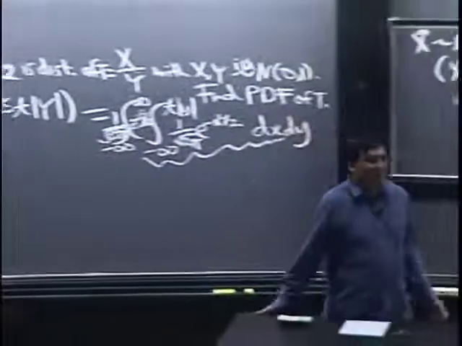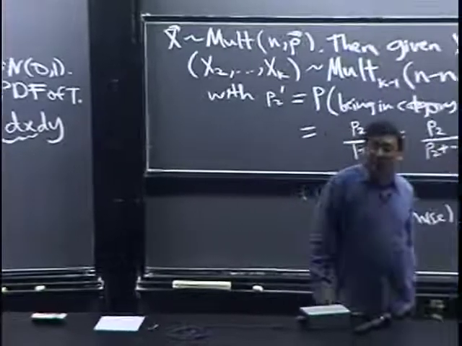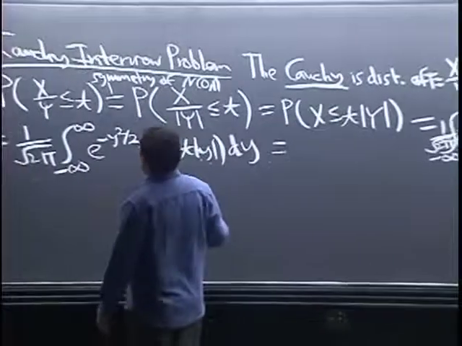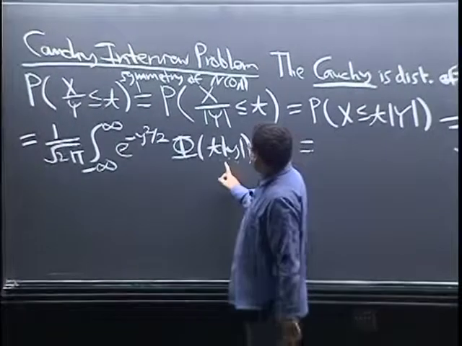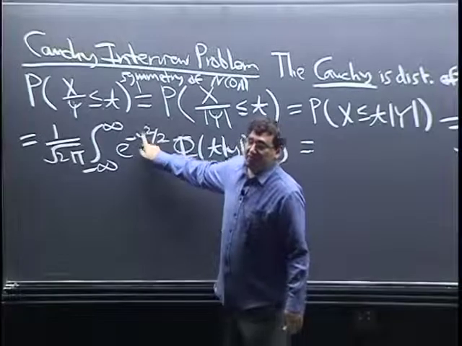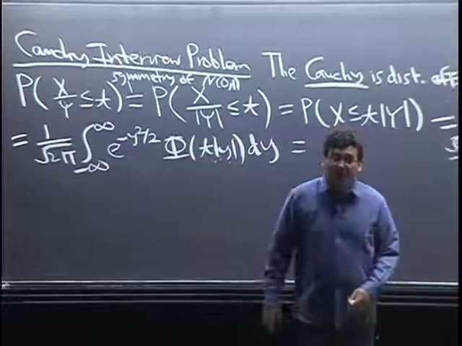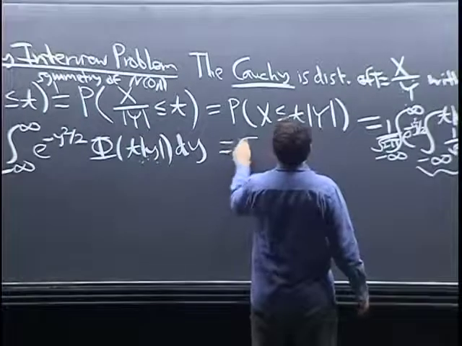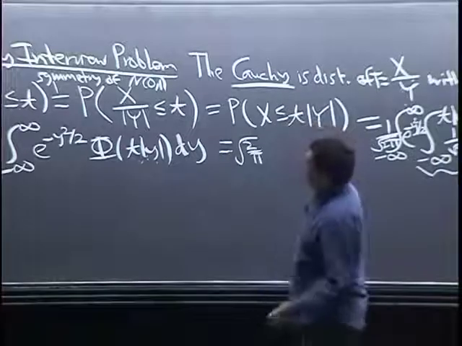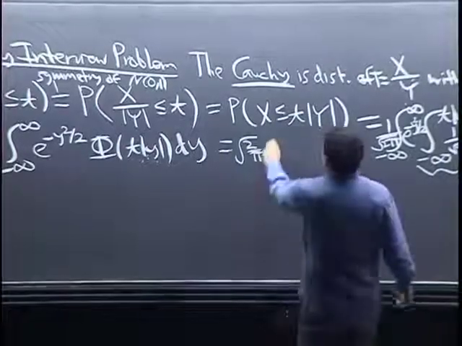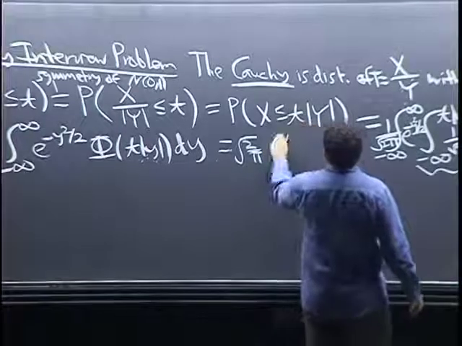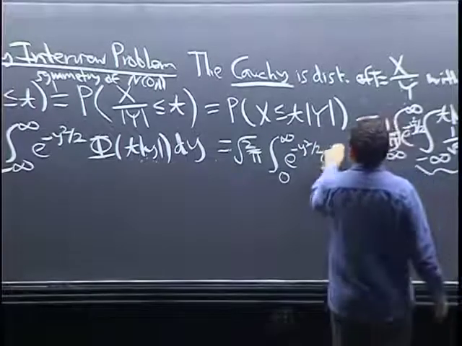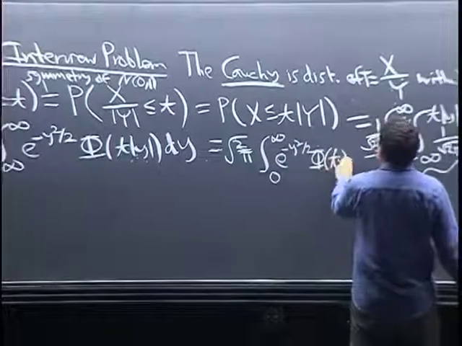That's just the definition of the standard normal CDF. Okay? Now, these absolute value signs are a little bit annoying. So let's notice that we have an even function, because y squared, absolute value y, this is an even function. So we may as well go from 0 to infinity instead and multiply by 2. So then we'd have the square root of 2 over pi. I just multiplied by 2. And then we're going from 0 to infinity, e to the minus y squared over 2, capital phi of ty dy.